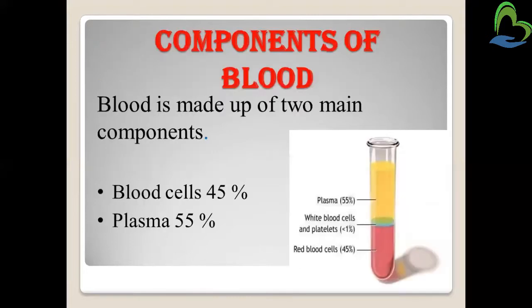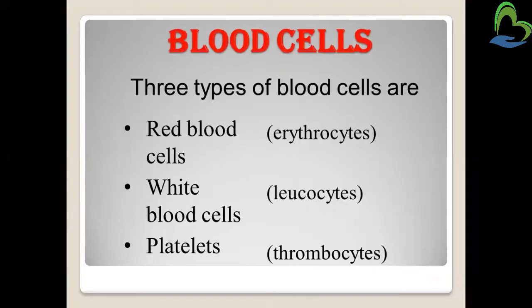Now the components of the blood. The components of the blood are two, that is blood cells and plasma. Blood cells are 45% and plasma is 55%. You can see in the picture, the plasma is 55%, white blood cells and platelets are 1% and RBC is 45%. We will see in detail.